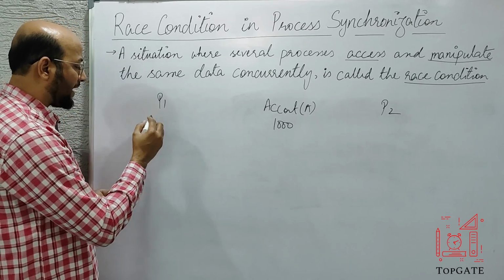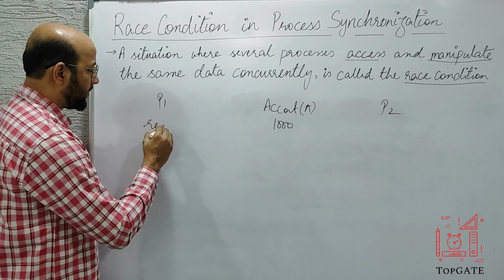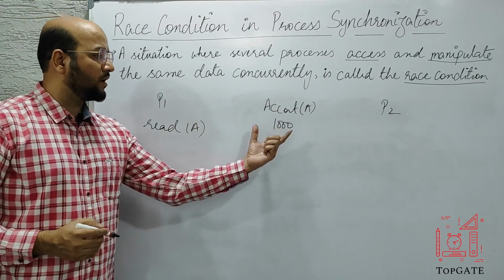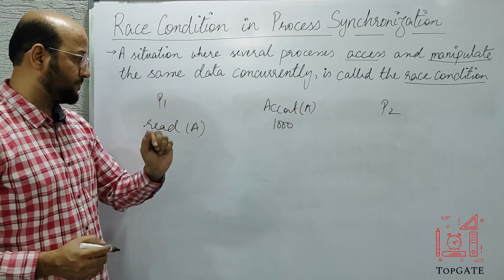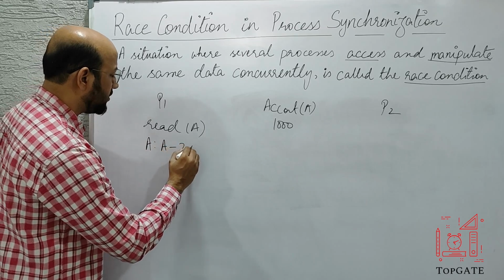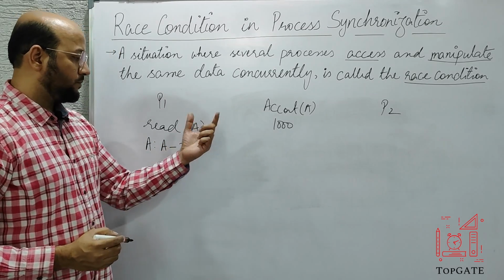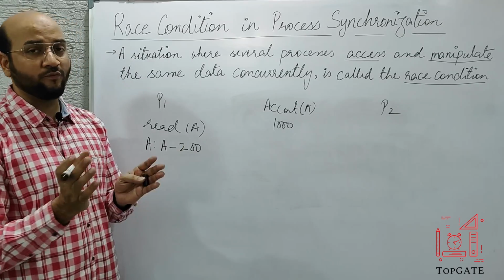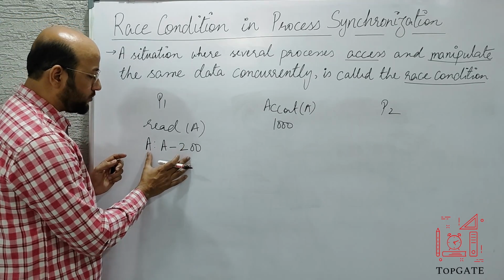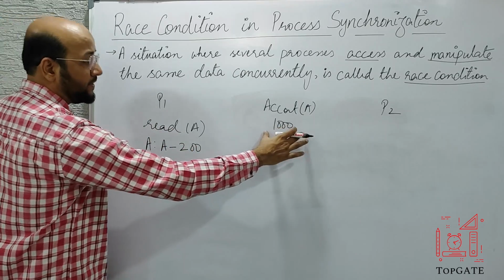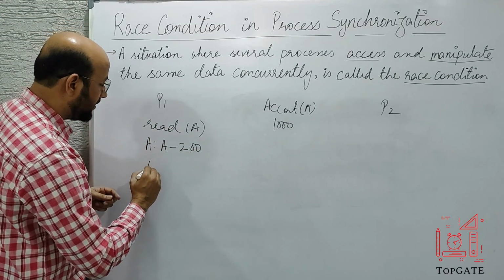So what will happen at the back end there? First of all, it will perform the read A operation. That is, the value of the account will be read first. Clear? And then what will happen? A is equal to A minus 200. That is, because he wants 200 rupees, therefore 200 rupees will be debited from the account. Okay, so this value, A minus 200, is computed at the local site, not at this site. Fine. And finally, it will write A.